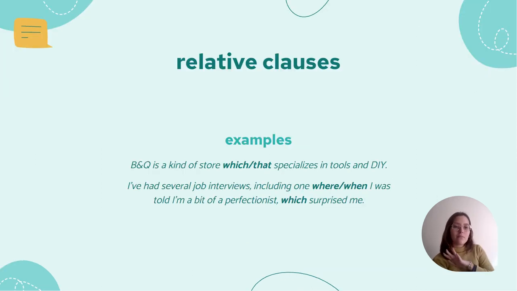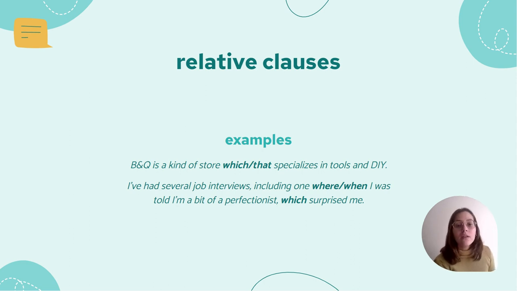Now, some examples so that we're all on the same page. What is a relative clause? Relative clauses are those pieces of information introduced by a relative pronoun: which or that, where, when, who or whose, etc. You name it. Examples such as these exemplify it. B&Q is a kind of store which specializes in tools and DIY. I've had several job interviews, including one where I was told I'm a bit of a perfectionist, which surprised me.